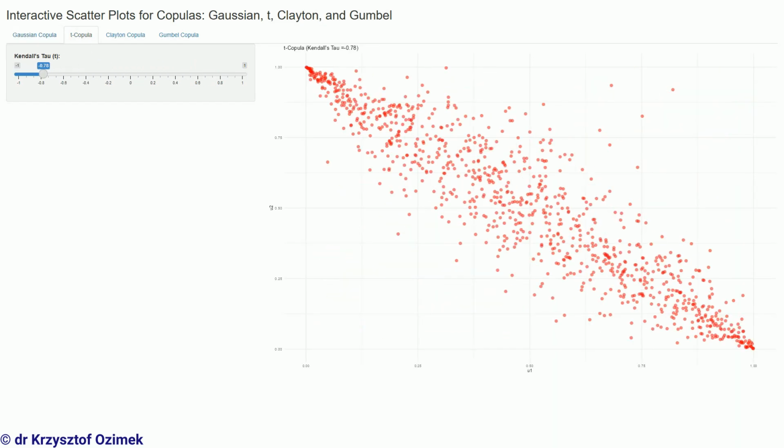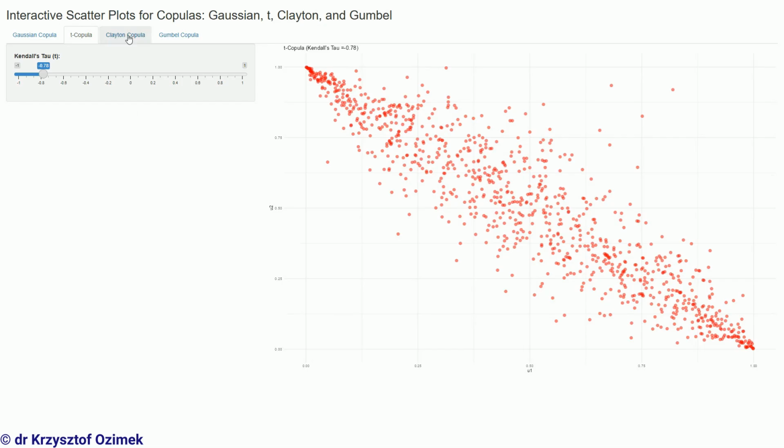Now, moving to the T copula. The behavior here is similar to the Gaussian copula. A low and negative Kendall's tau models a situation where variables x1 and x2 are negatively correlated. On the scatter plot of u1 and u2, this is represented by strong clustering, but the bottom left corner and the top right corner of the plot remain largely empty. This shows the structure of the negative correlation.